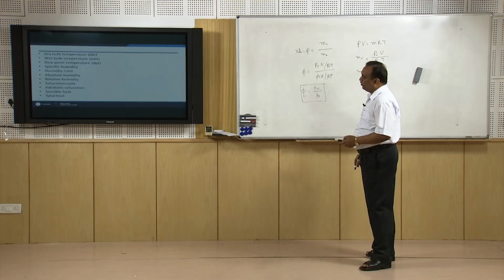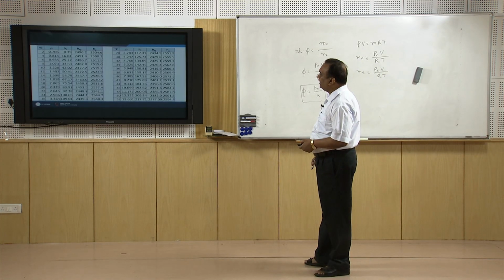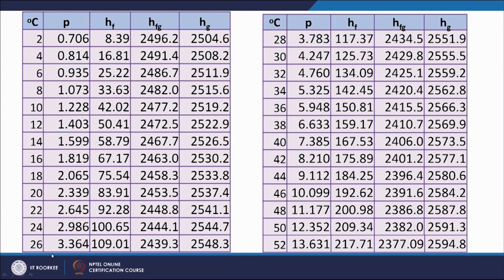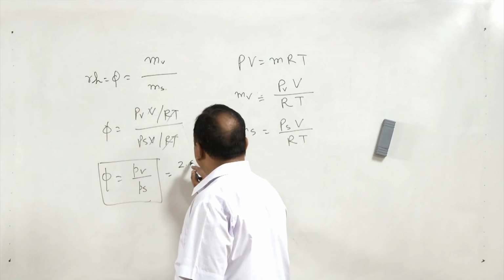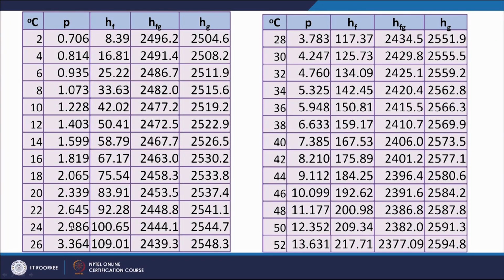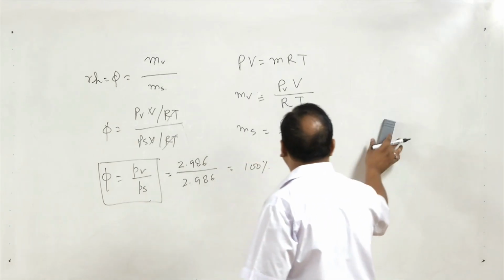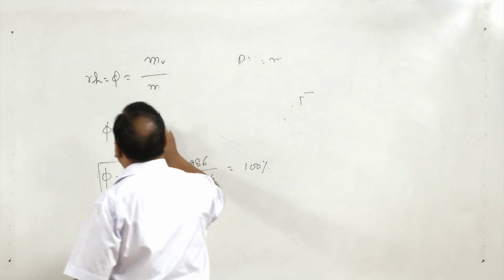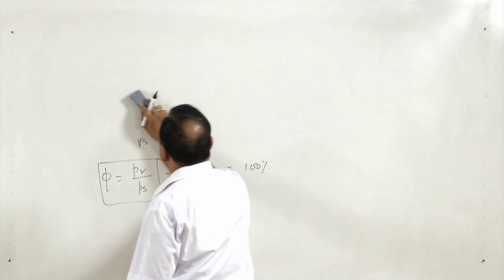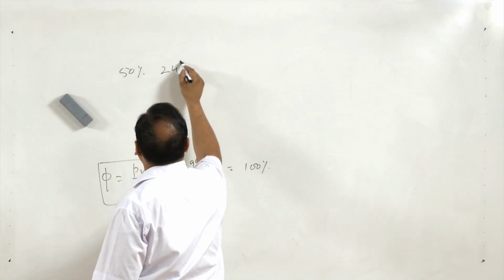Now, if I go back to the previous slides, suppose here at 24 degrees centigrade, partial pressure of the vapor is 2.986. So, partial pressure of the vapor is 2.986 at 24 degrees centigrade and saturation pressure is also 2.986. So, air is 100% saturated. Now, if I ask you to find the partial pressure of the vapor when the relative humidity of the air is 50% at 24 degrees centigrade dBT.